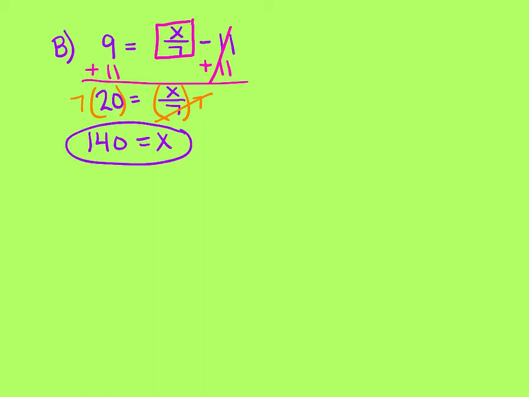Notice in pink that we added 11 to both sides. That was the first step. And notice in orange, we multiplied both sides by 7. That was the second step. So we solved this in 2 steps.